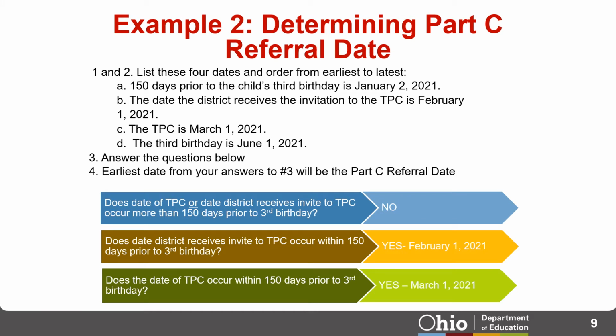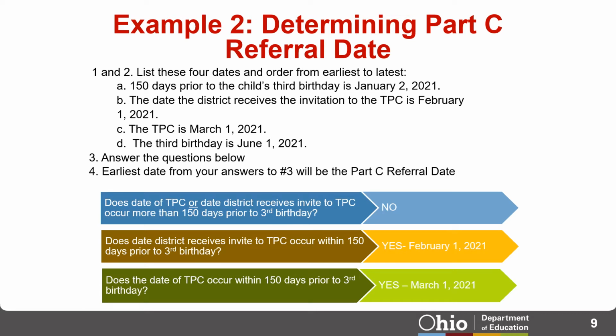Example 2. In this example, the first notification from Part C, the date the district receives the invitation to the TPC, is February 1st, 2021, and the TPC is held March 1st, 2021. Knowing these dates, what would be the referral date? We would follow steps 1 and 2 from slide 6, writing down the 4 dates in order from earliest to latest.